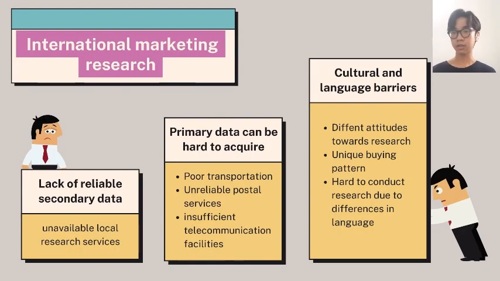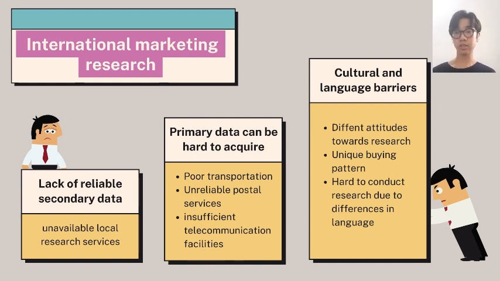Next, we're going to discuss the challenges associated with international marketing research. This happens mainly due to the differences in the levels of economic development between countries. In some countries, it can be really hard to acquire both primary and secondary data due to insufficient facilities, poor transportation, or unreliable postal services. So basically, companies will struggle a lot reaching a large enough sample group to gain accurate information. And it doesn't stop there, because organizations also need to overcome culture and language barriers. People in certain countries might enjoy giving away information. Others, like me, not so much. So that can be quite a challenge.